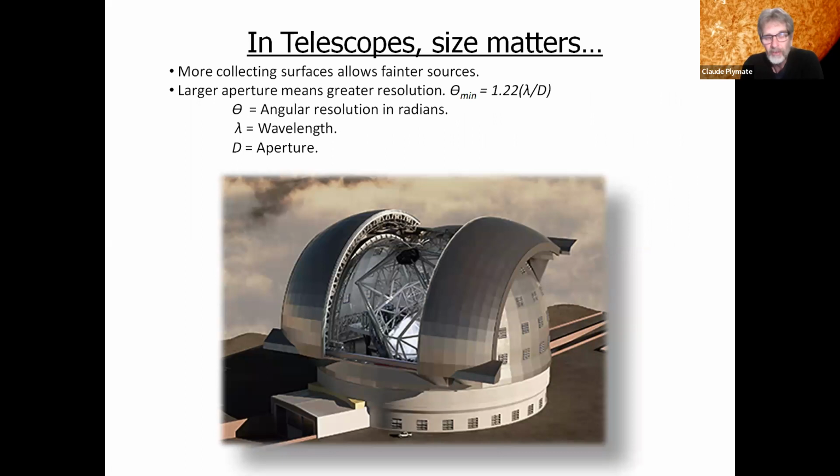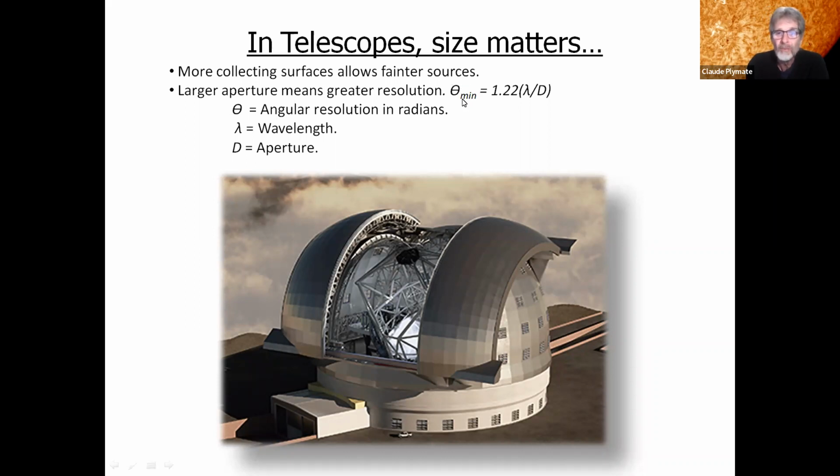We all know, in telescopes, size matters, of course. The more collecting surface we have, the fainter objects we can see. But larger aperture, as we said, the first thing to remember, larger aperture means greater resolution. And what do we mean by resolution? Resolution is the finest angle on the sky that we can discern from its neighboring star or whatever. And that's encoded in the equation.